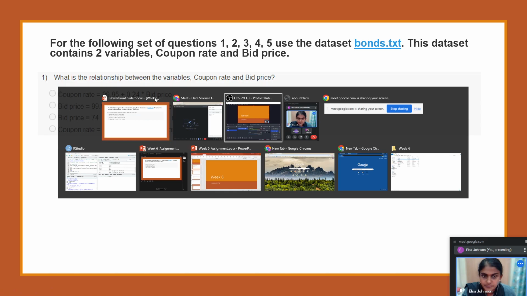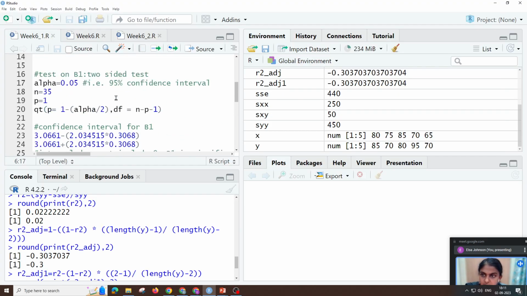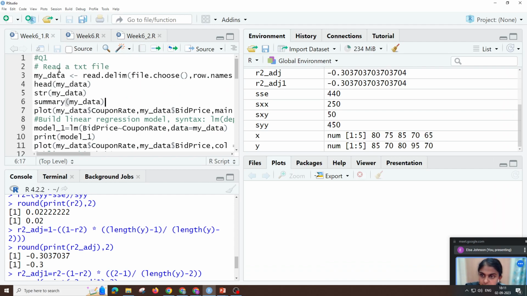In the R Studio I will just see the first question. For the first question it is a text file. During the final exam, the R Studio won't be there. So the questions will be the things which you can do without R Studio. Okay.